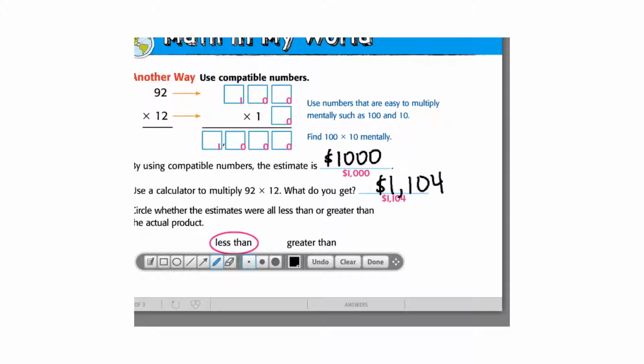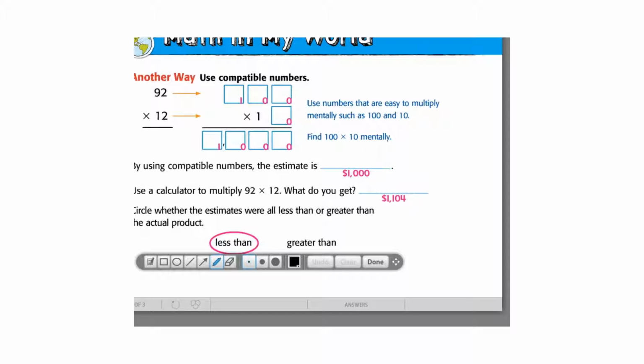So all of the estimates are a little bit less than the actual product because instead of selling 12 lizards like the question said, we were talking about what they would make if they sold 10. So there are those other 2 lizards that they would have to sell to make a little bit more money. So that's why our estimates were a little bit lower.